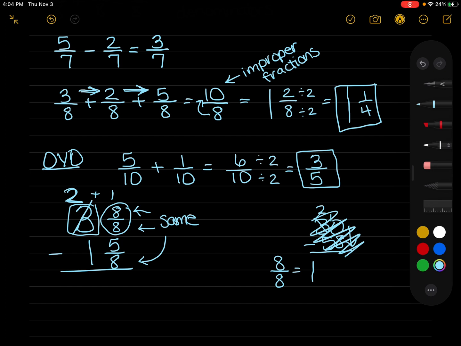So now I have 8/8 minus 5/8, and that's 3/8. And then over here I have 2 minus 1, and that's 1. That cannot be simplified anymore. So my answer is 1 3/8.